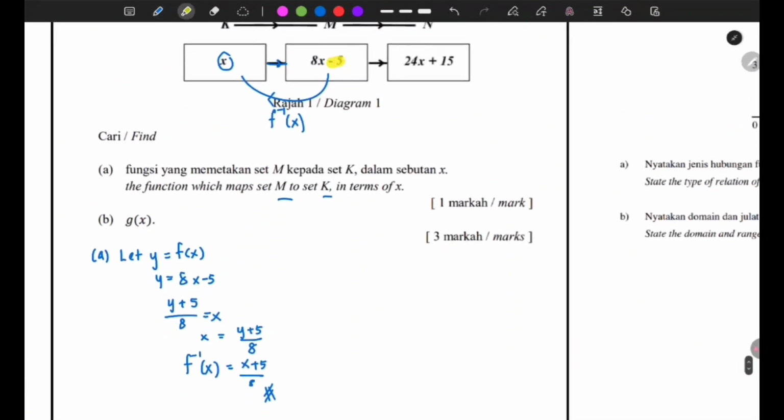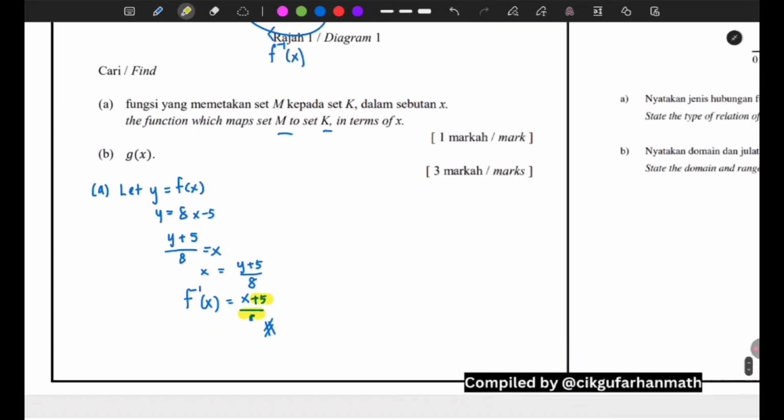And you can check. Inverse means terbalik. Minus 5, here will be plus 5. Times 8, here is divide by 8. So that's how you check. It's the fastest way to check whether the answer is correct or wrong. And done. You already done your A.